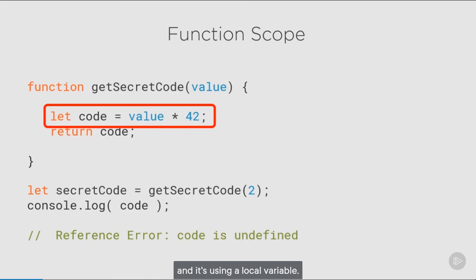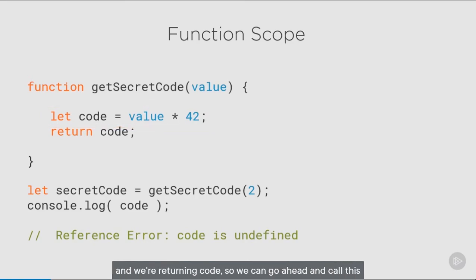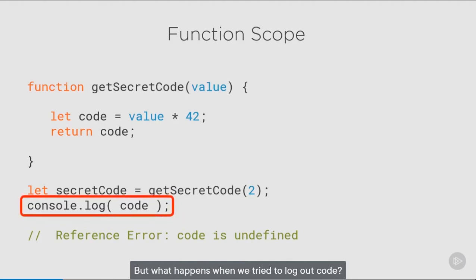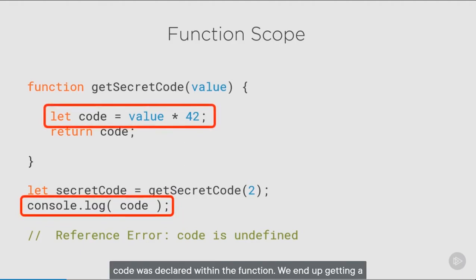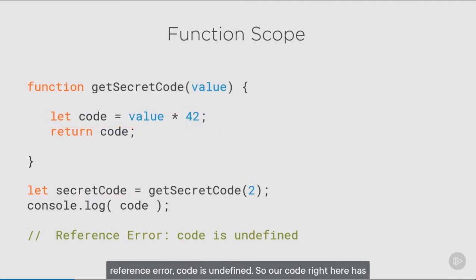It's called getSecretCode, and it's using a local variable. We're declaring code within the function's code block, and we're returning code. So we can go ahead and call this function just to make sure it executes. But what happens when we try to log out code? Remember, code was declared within the function. We end up getting a reference error.